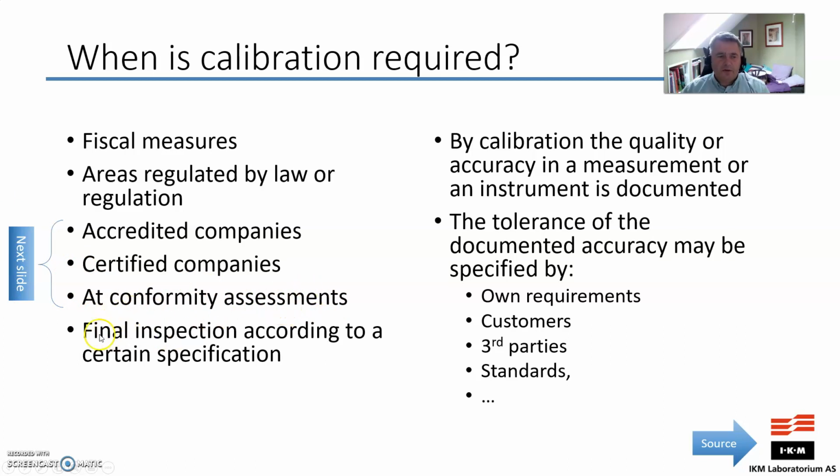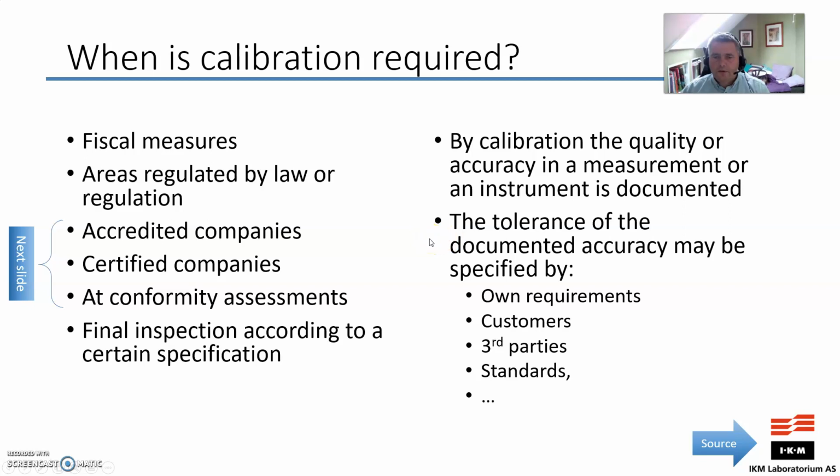And for example, if you have a final inspection according to a certain specification, then you need calibration and calibrated instruments. By calibration, the quality or accuracy in a measurement or an instrument is documented. That is the whole point. To document the quality of the measurements made by your instrument.